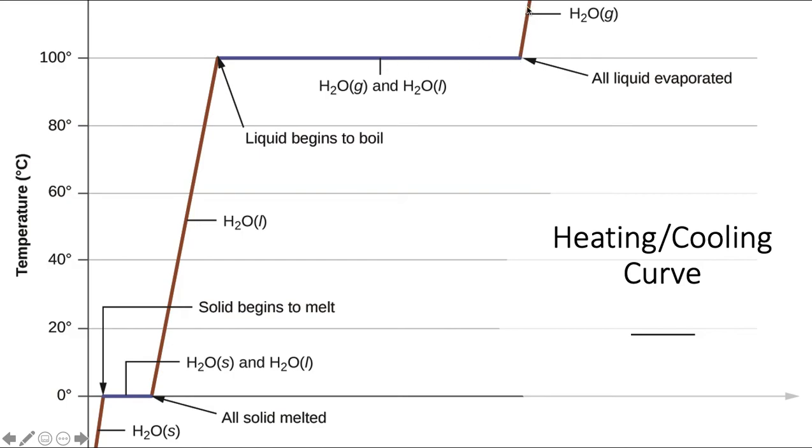Obviously, I can start over here, and if I take energy off, so if I'm cooling the gas, its temperature is going to drop till it hits 100 degrees Celsius. And then if I keep cooling it, all of that gas is going to go through this straight line here. It's condensing to liquid at 100 degrees. If I keep cooling it, its temperature is going to go down till it reaches 0 degrees Celsius. And then if I keep cooling, that liquid is going to freeze.